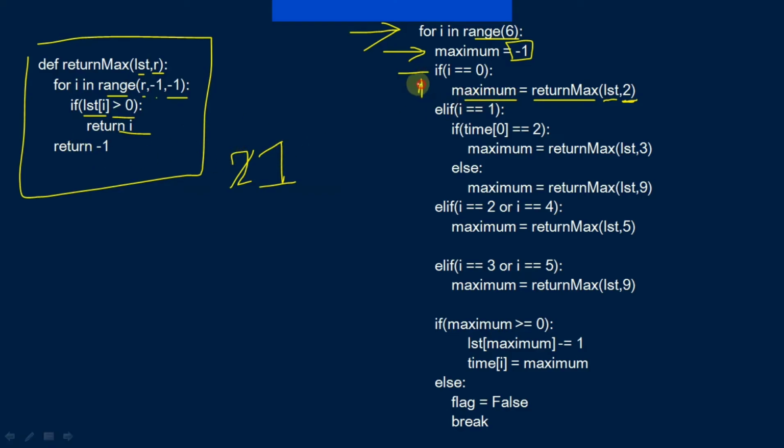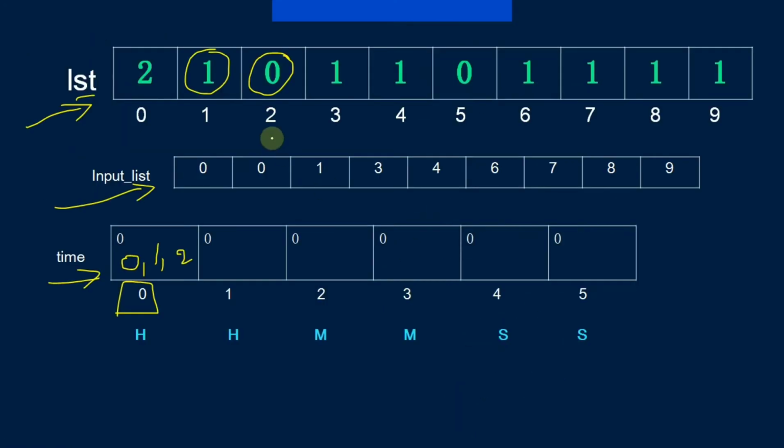After this line executes, the other conditions will not execute, because the if has already executed successfully at the first iteration. So we will come to this line. Here we are checking if maximum is greater than or equal to 0. Maximum is 1, obviously it is greater than or equal to 0. So what we are doing here, LST of maximum minus equal to 1. First of all we are decrementing it by 1, because we are using that digit in the time, that is why we are decrementing it by 1. So now it is 1, it will become 0 here.